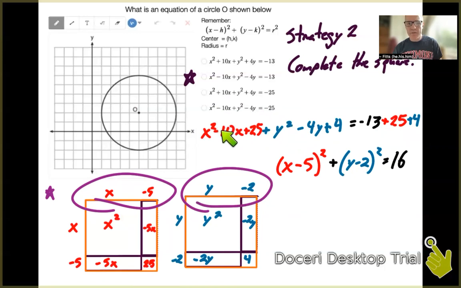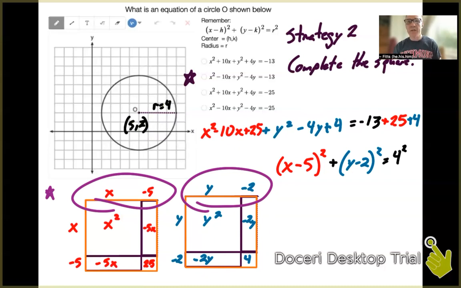Notice here, what did I have to do? I had to divide this negative 10 in half, right? Negative 5. Look, x minus 5. I had to divide this negative 4 in half. Look, negative 2. Once you start doing this a lot, just remember you have to add that 25 and the 4 to both sides to figure out what the radius is. And so what's the radius going to be? 4, because that's 4 squared. So there's the center, 5, 2. There's the radius, 4. Okay.